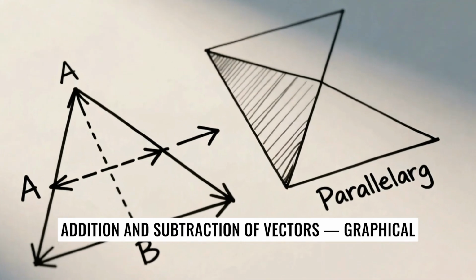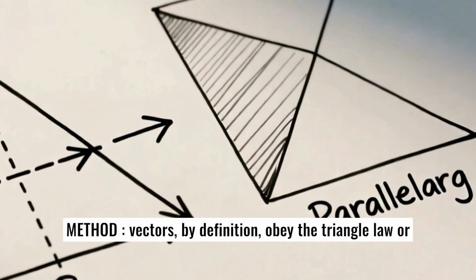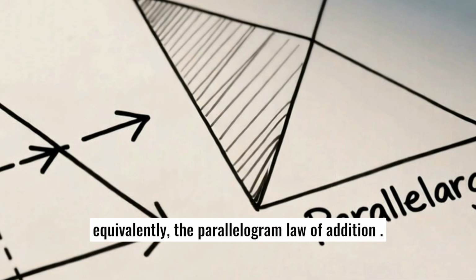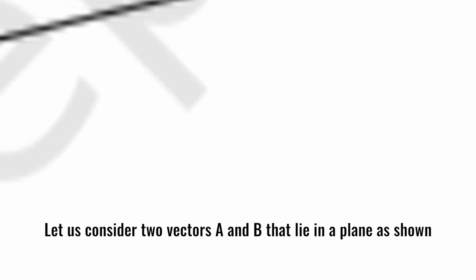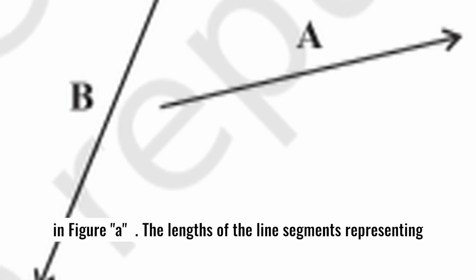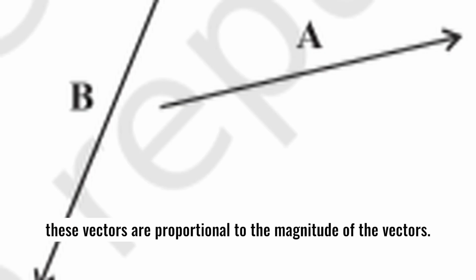Addition and subtraction of vectors, graphical method. Vectors, by definition, obey the triangle law or, equivalently, the parallelogram law of addition. Let us consider two vectors A and B that lie in a plane as shown in figure A. The lengths of the line segments representing these vectors are proportional to the magnitude of the vectors.